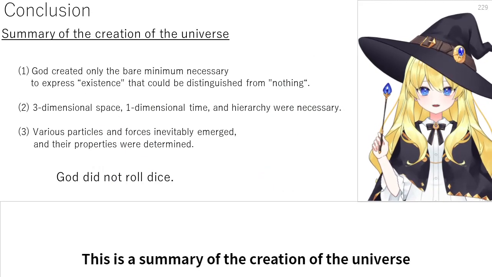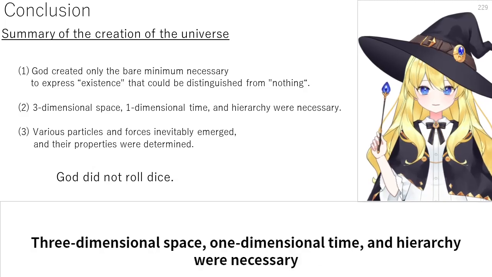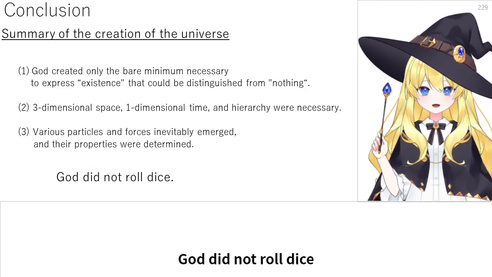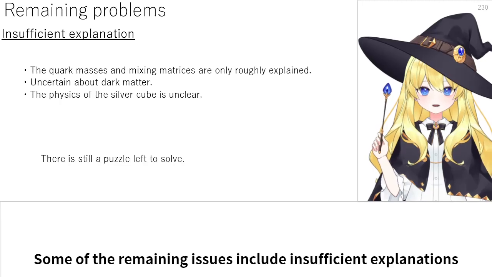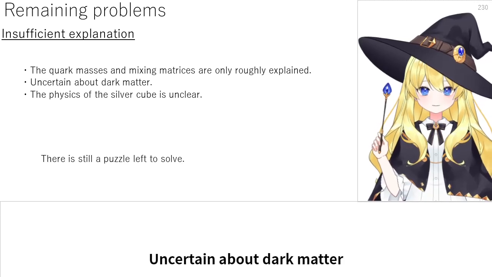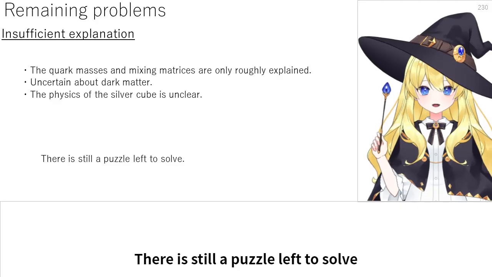This is a summary of the creation of the universe. God created only the bare minimum necessary to express existence, that could be distinguished from nothing. Three-dimensional space, one-dimensional time, and hierarchy were necessary. Various particles and forces inevitably emerged, and their properties were determined. God did not roll dice. Some of the remaining issues include insufficient explanations. The quark masses and mixing matrices are only roughly explained. Dark matter is uncertain. The physics of the silver cube is unclear. There is still a puzzle left to solve.